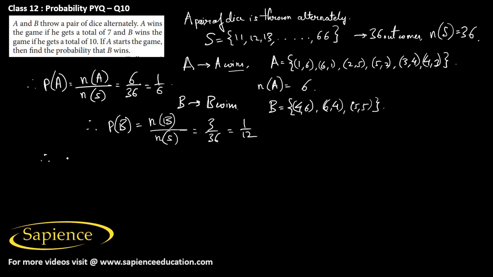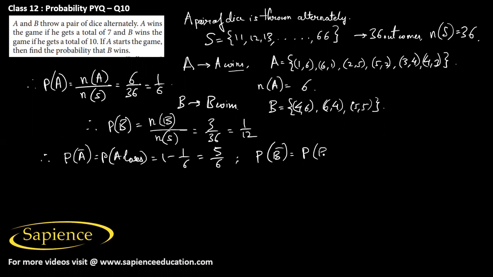Therefore, if we find the probability of A complement, it means the probability that A loses. That would be 1 minus 1 by 6. So that would be 5 by 6. And similarly, the probability of B complement, that is the probability that B loses, that would be 1 minus the probability that B wins. So that would be 11 by 12.